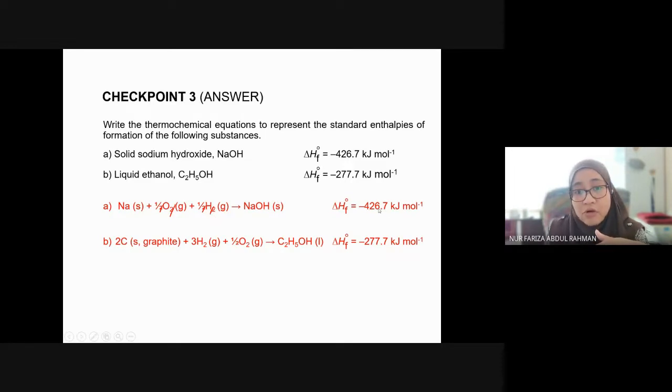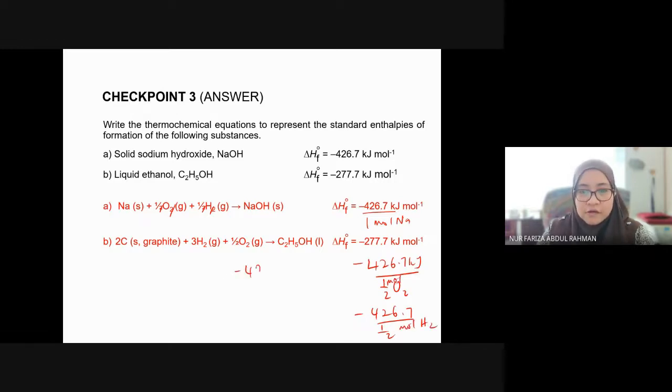So this is not only for sodium hydroxide. This is also applicable to others as well. Faham tak? So if we are talking about negative 4 to 6.7, it is also for 1 mole of sodium, and then it is also for half mole of oxygen, and it is also for half mole of hydrogen, and it is also for 1 mole of sodium hydroxide.